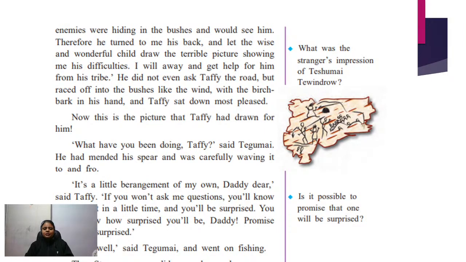"What have you been doing, Taffy?" said Tegumai. He had mended his spear and was carefully waving it to and fro. Now you see, the Tevara is mistaken and he thought that he should be helping two of them, and that is why he took the picture and just ran off like anything from there, just to get the help. On the other hand, Tegumai has already repaired his spear, and he asked Taffy what she is doing.